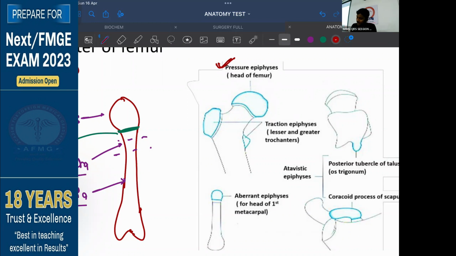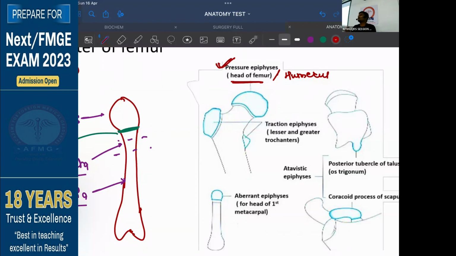What are the examples of pressure epiphyses? The best examples will be the head of the femur and the head of the humerus, because they transmit the pressure to the central part of the body, and they also take part in joint formation. Head of humerus takes part in shoulder joint, whereas head of femur takes part in hip joint formation. कोई दिक्कत नहीं है. So these are the pressure epiphyses.